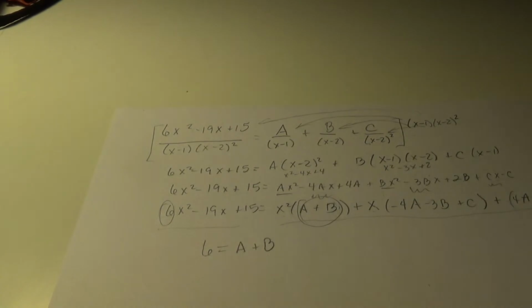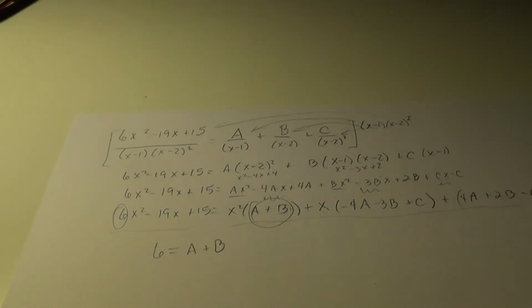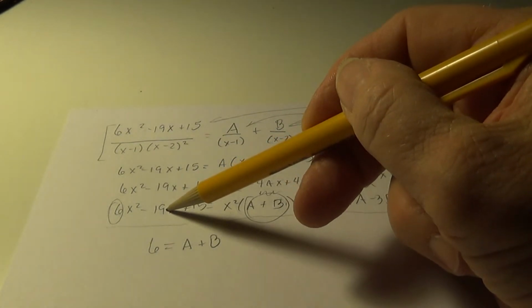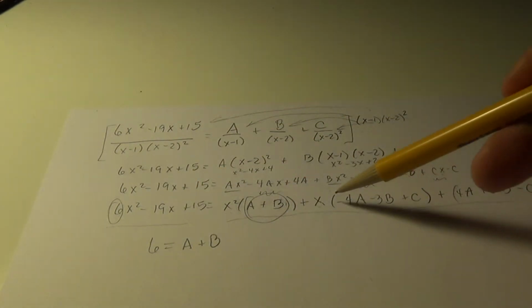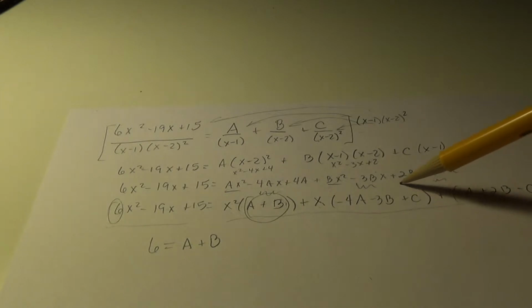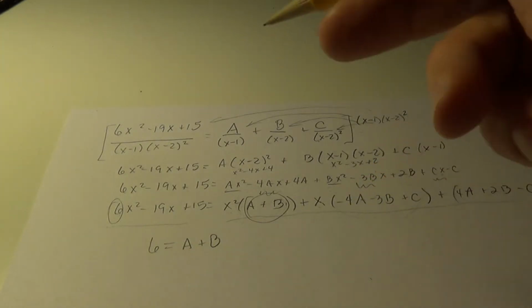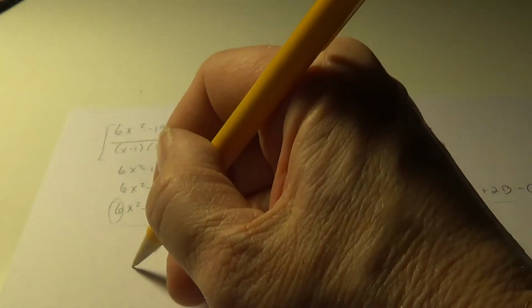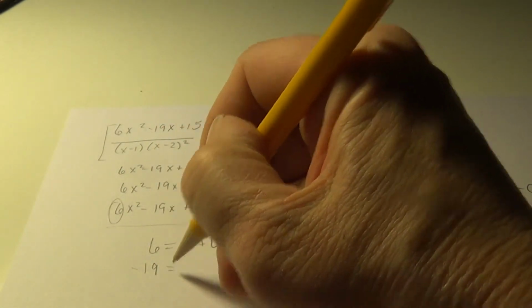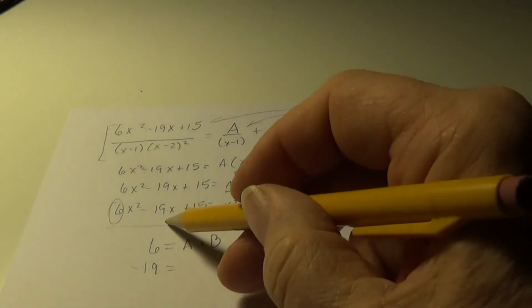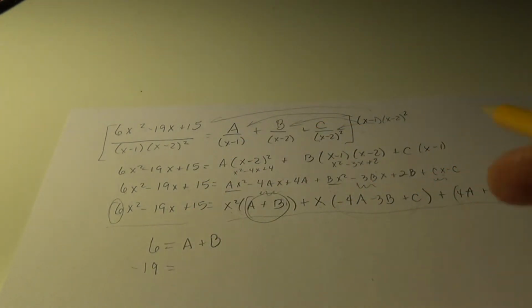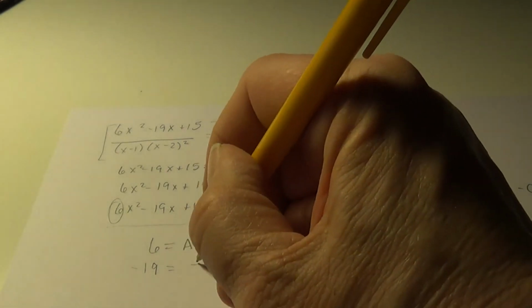I'm going to do the same thing with the x terms. So the x term here has a negative 19 coefficient. Over here, the x term has this coefficient. So the only way these two expressions could be equal is if the coefficients of the x terms are equal. So I'm going to grab the negative 19 from here and the negative 4a, negative 3b plus c here.